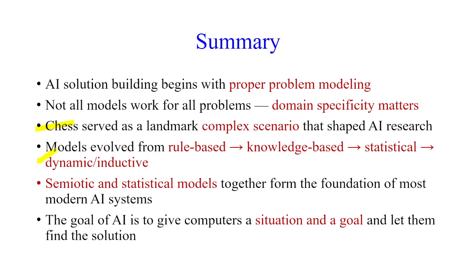Then we talked about semiotic and statistical models. Semiotic models deal with signs, while statistical models deal with probabilistic data or inferences. So, finally, what is the goal of AI? It is to give computers a situation and a goal and let them find a solution. This is the ultimate aim: building systems that can reason, learn and solve problems on their own.